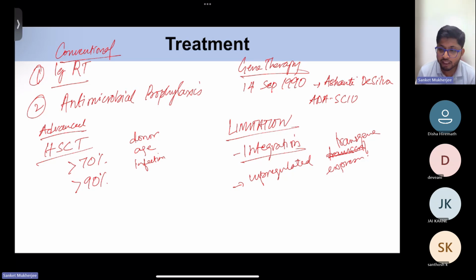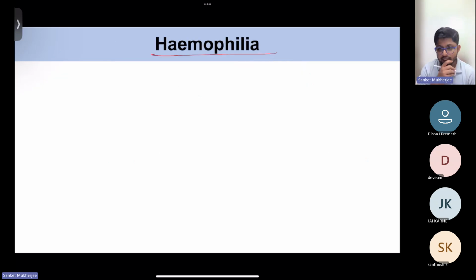Now, if we talk about hemophilia, this is the third disease which we'll talk about, and I'll try to finish it soon. Hemophilia is a hereditary blood disorder, HBD. These are a group of inherited diseases where hemostasis is affected, the process of blood clotting. There could be deficiency or functional abnormality of one of the plasma proteins involved in coagulation of blood. So in hemophilia, the blood cannot clot.